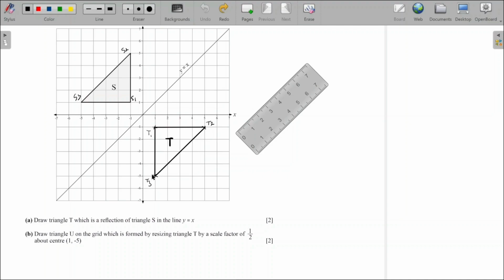For the actual triangle T, you have the vertical side. Counting the grid lines from here, you have 1, 2, 3, 4 to get to T1. Now to reduce this vertical line by half, if the vertical line is 4 horizontal grid lines, then half of it will be 2. That's 4 divided by 2, or 4 times half will give you 2. So from here, you count 2 horizontal grid lines to locate U1.